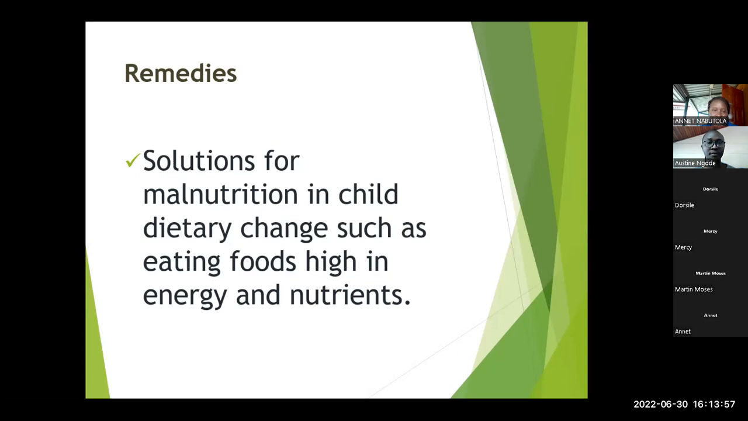So we want to look at the remedies. Solutions for malnutrition are a change of diet in families and also eating food high in energy and nutrients. So that is the end of that topic. It was a short topic. Next we shall be looking at another topic.